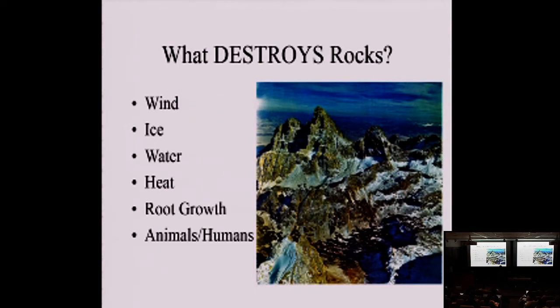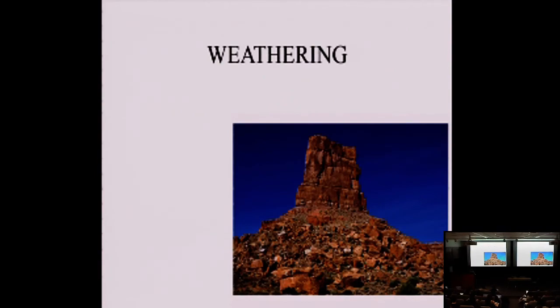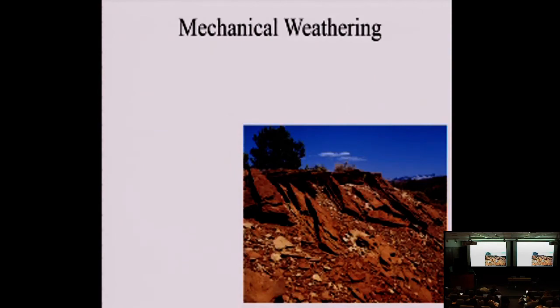Every time you want to build a road, you have these rock cuts. Every time you want to build a building, you excavate down into the subsurface. So you're destroying the rocks in many ways. Humans are. The process of destroying rocks is called weathering. And there are 2 types of weathering. One is mechanical weathering.